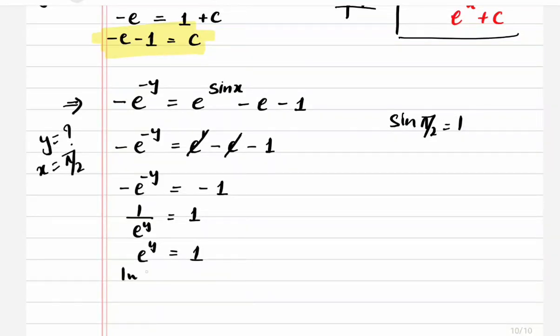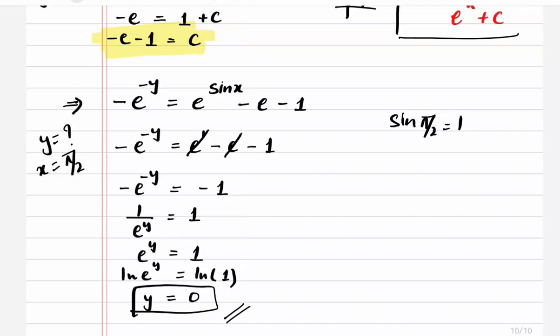Now you can do ln on both sides. Ln e to the power of y is equal to ln 1, or you can simply write it down as y is equal to 0, because ln 1 is 0. Cool. That was what we have to find.